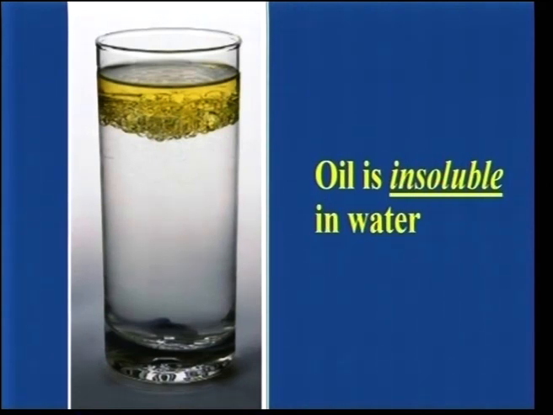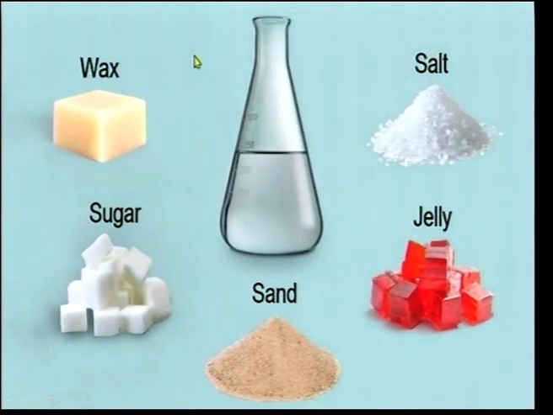Oil and water, they are immiscible. Oil is insoluble in water. See this picture. Oil is floating on the water. This is a layer of oil which got separated from water and it started floating on the top of the water. So, children, the property of solubility can be used for separating these substances.